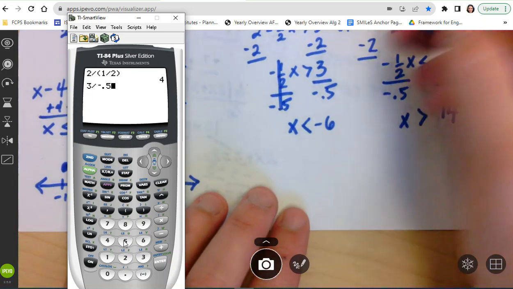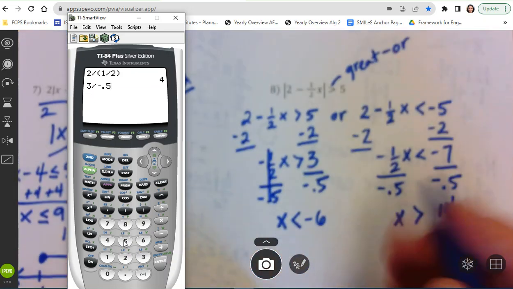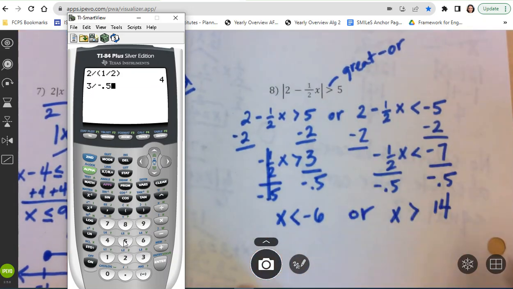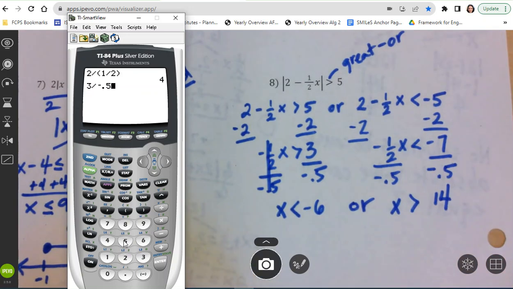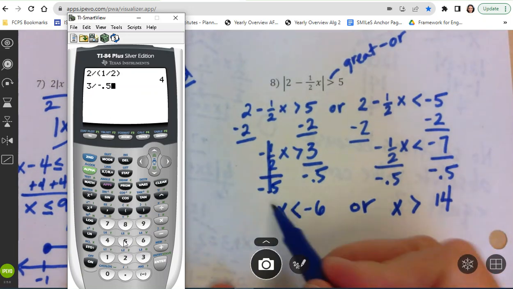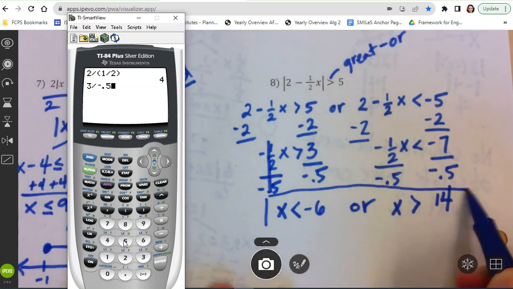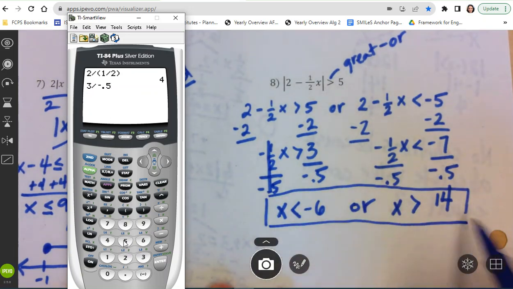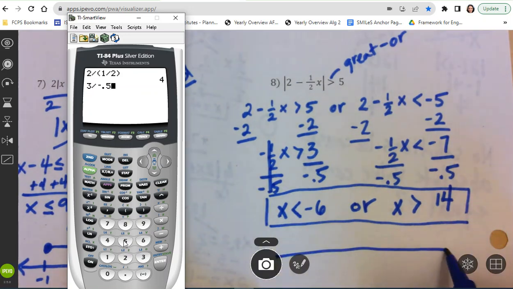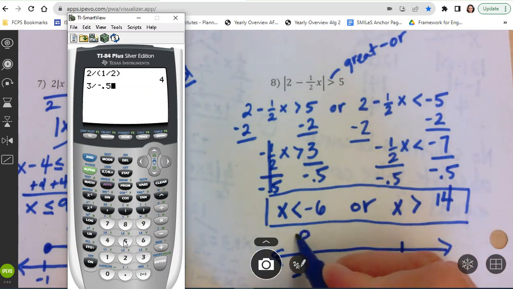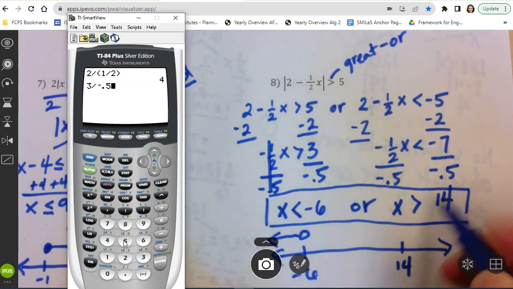All right. Great or, so we're going to put an or in between here. There is no way to combine that into one statement when you have an or. So that's your final answer there. But we are going to graph it. And we said it's going to be an open dot because it doesn't have equal to on it.